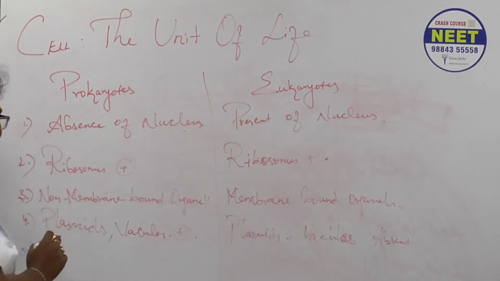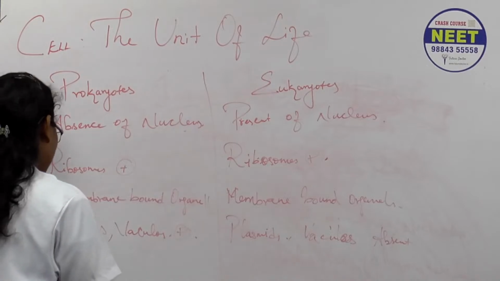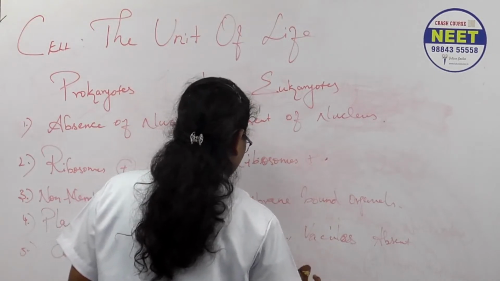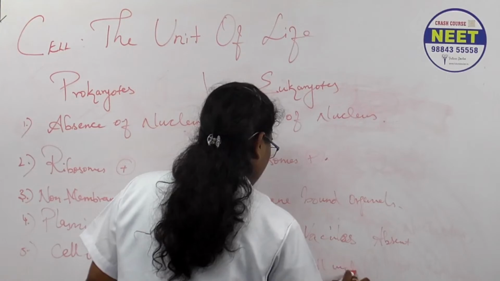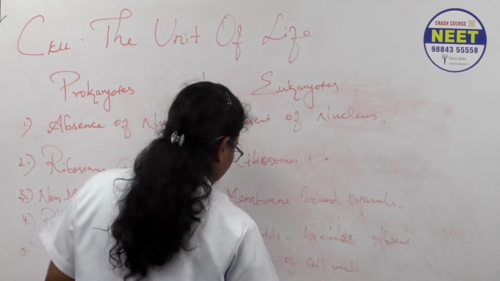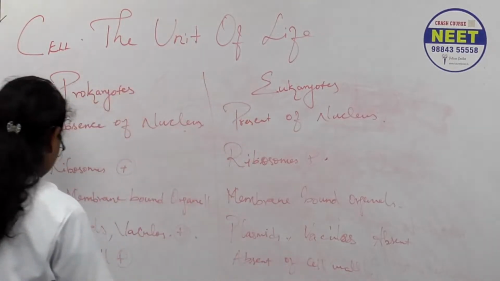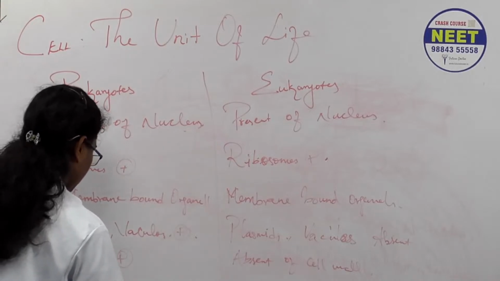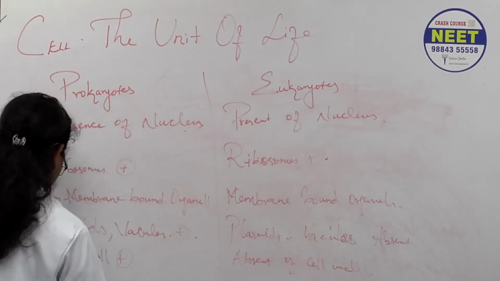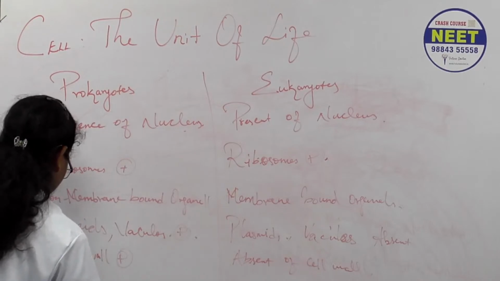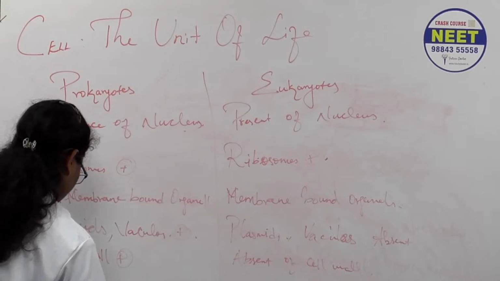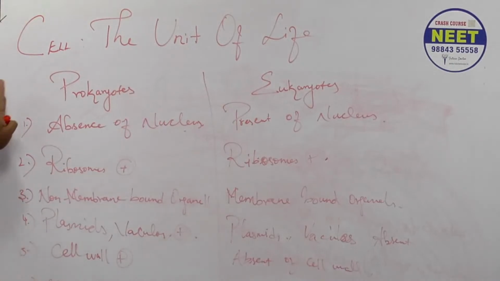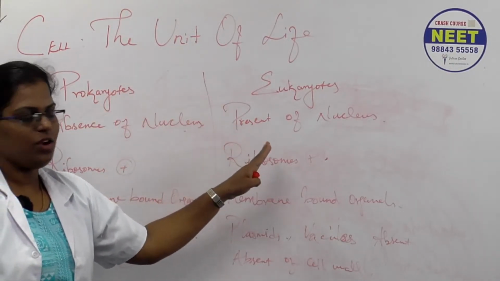Cell wall. Here absent. So plant cell wall present. Here absent of cell wall. Centrioles will be present here. Here absent. Chloroplast present here. Here absent. Okay. So these are all the differentiation of prokaryotes and eukaryotes.